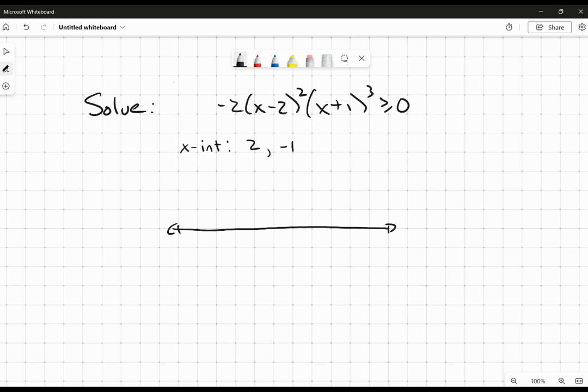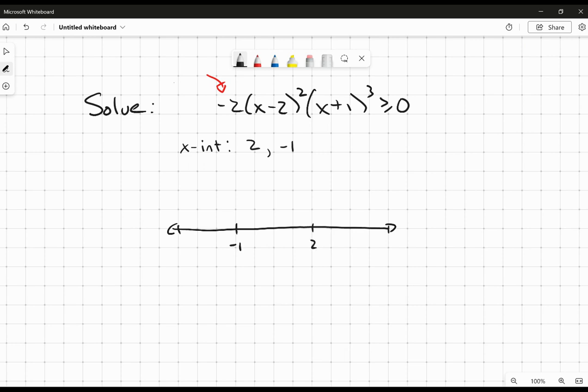So I know this is a fifth degree polynomial, because if I sum the degrees of those two factors with the x in them, I'm getting a 5. I also know it's got a negative leading coefficient, that negative 2 out front. So the general motion of this is going to be down as I move from left to right. So I've got this negative 1 x-intercept and this positive 2.